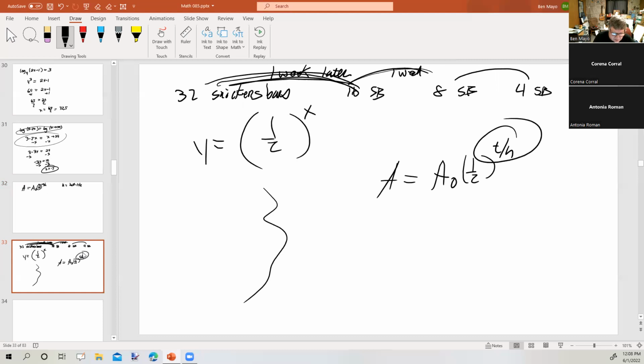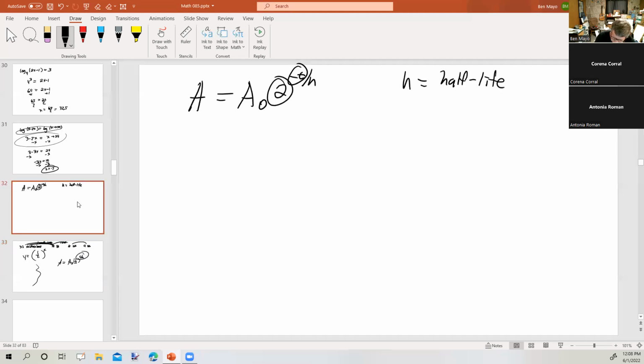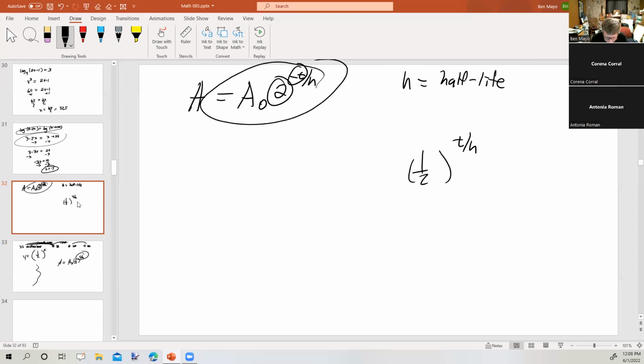1/2 to the T over H power. But by making it a negative exponent, that's the same thing as having 1/2 to the positive power. And this particular book did it this way, so that's what we'll go with. All right. So what you've got is your beginning amount, the time that goes by, H, which is the given half-life it takes for half the substance to disappear, and your ending amount.